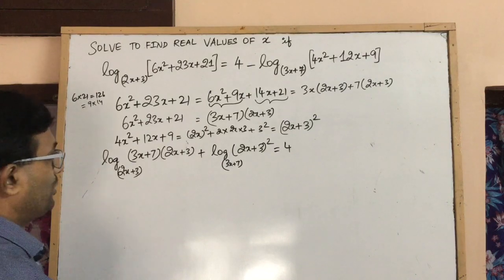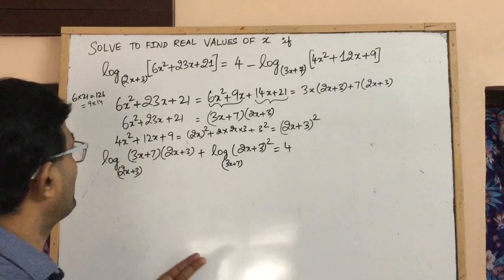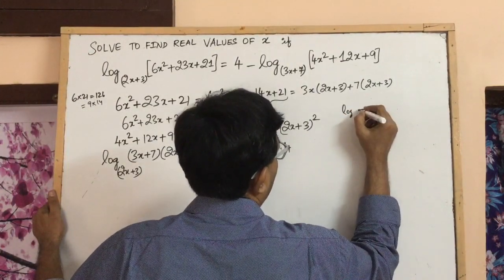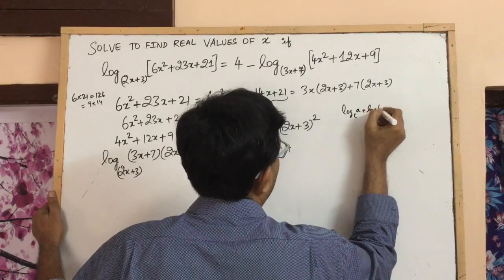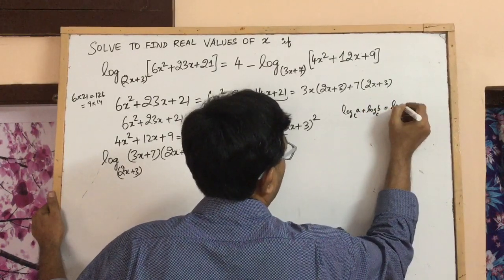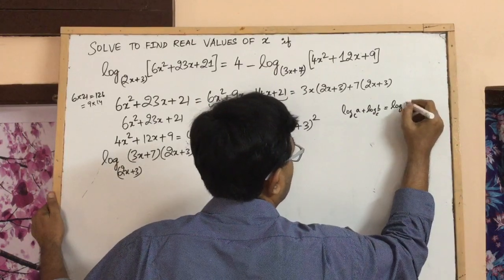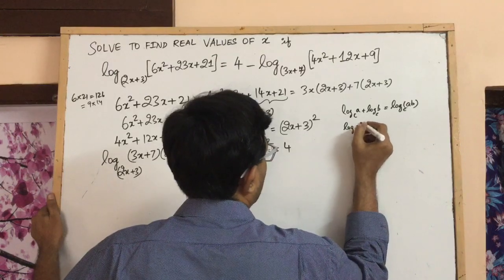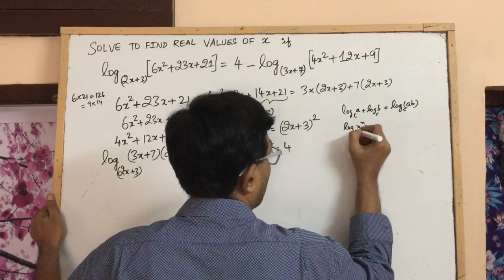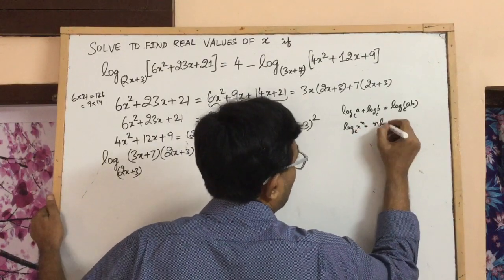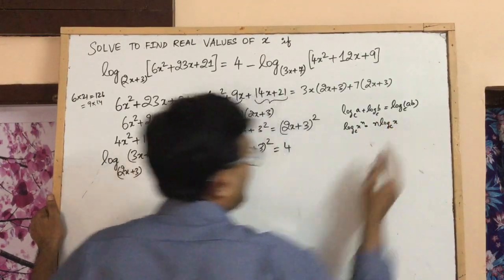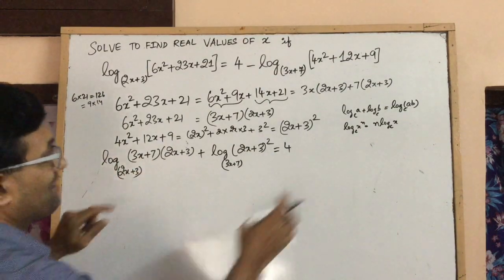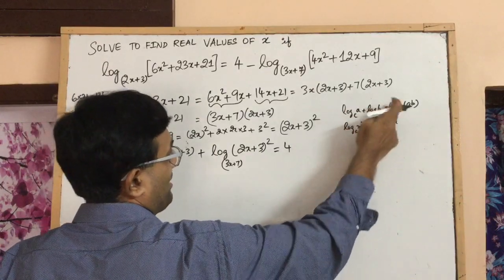Right? Now we're going to use two important properties of logarithms, which is that logarithm of a to the base c plus logarithm of b to the base c can be written as logarithm of a times b to the base c, and logarithm of x power n to the base c can be written as n times logarithm of x to the base c. So this is in the form logarithm of a times b to the base c. So this can be rewritten as log a to the base c plus log b to the base c.